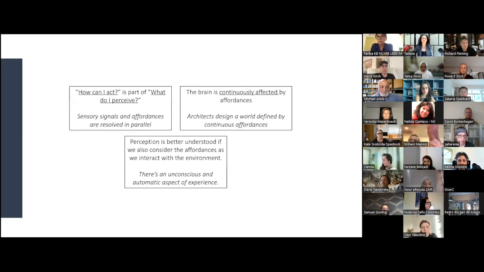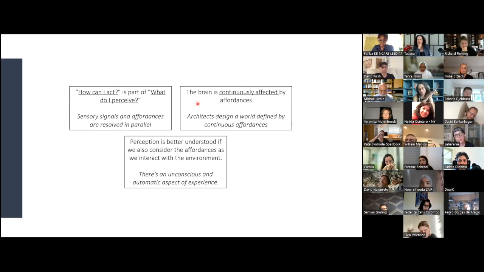All right, so what can I conclude from the first study? The whole question that the brain is asking, how can I act, is intrinsically part of what do I perceive? And this is because the sensory signals and the affordances are resolved in parallel. From the second study, we see that even during the interaction, there is a continuous effect by the affordances on the brain and even on subcortical structures, which are known to be extremely important for all other cognitive functions.